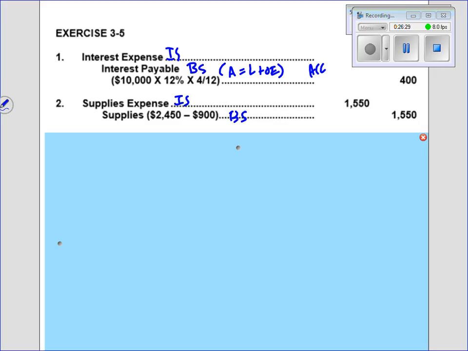Speaking of numbers, where did we get the 2,450 and 900? Was this the beginning minus the ending? Yep.